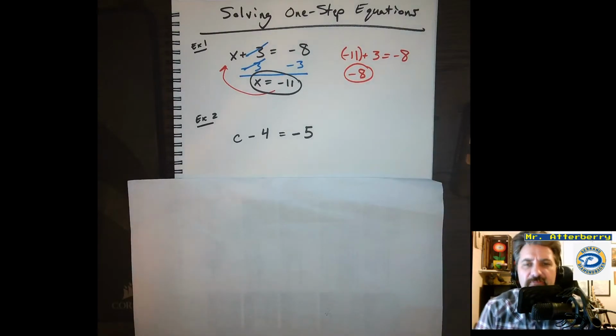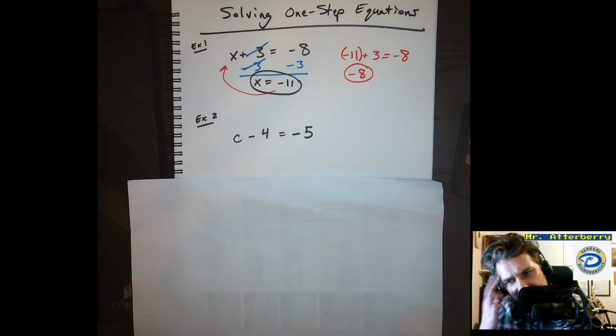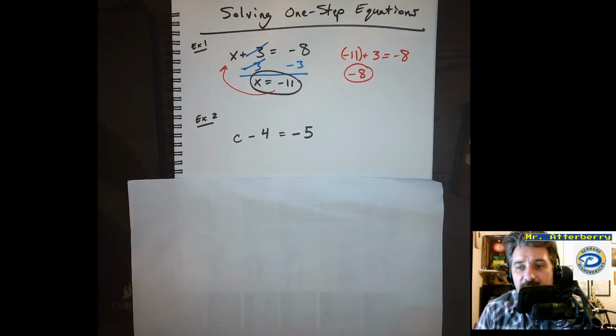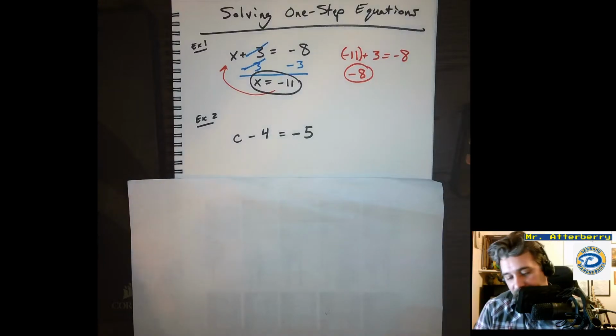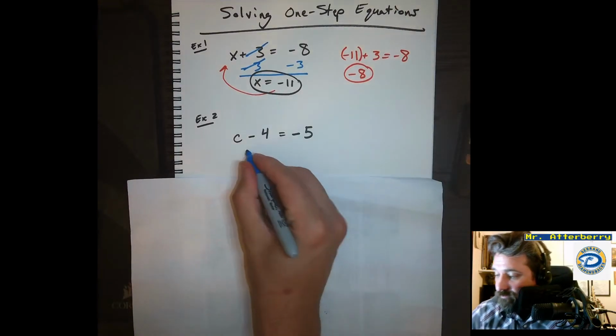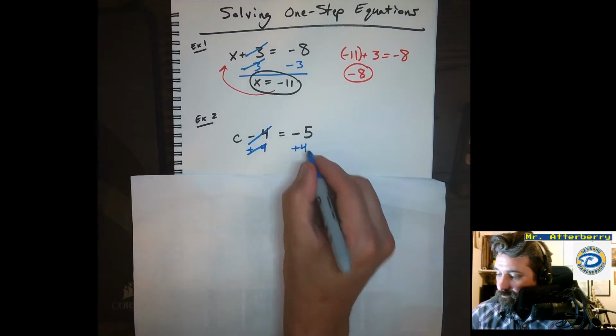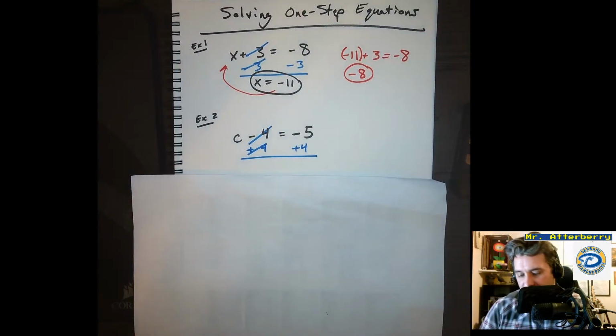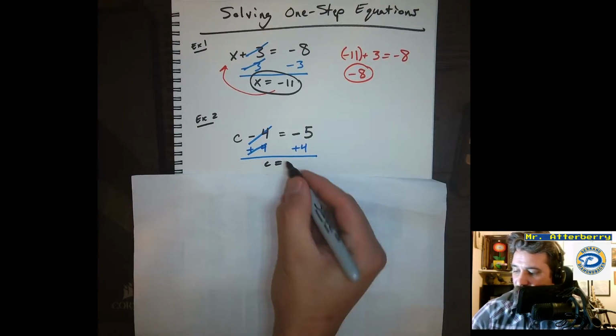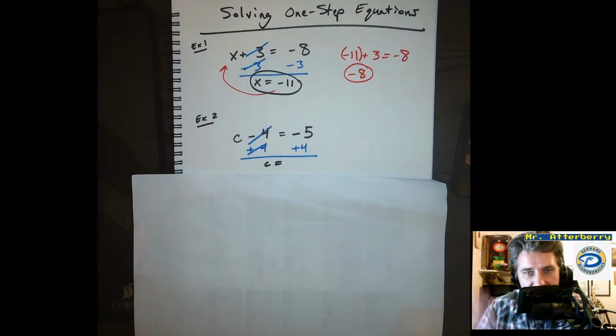Let's say we have something like c minus 4 equals negative 5. Once again, you could think about it, and think about it, but stop thinking about it and just do this process. I see subtracting, I want to do the opposite, which is to add. So when I add the 4 to both sides, on the left side it goes away because you have the minus 4, but you're adding 4, so they just cancel out.